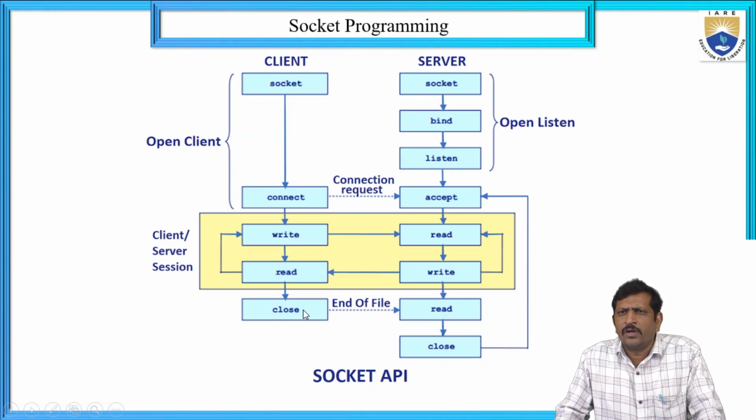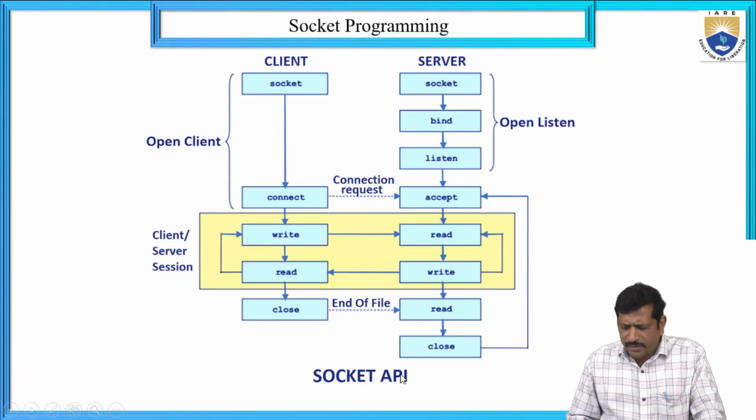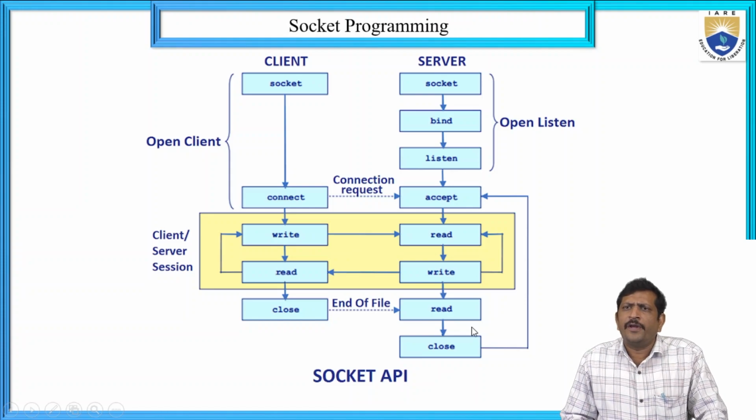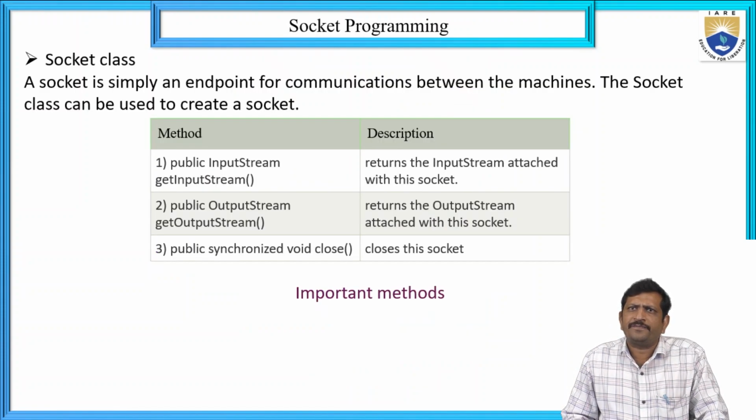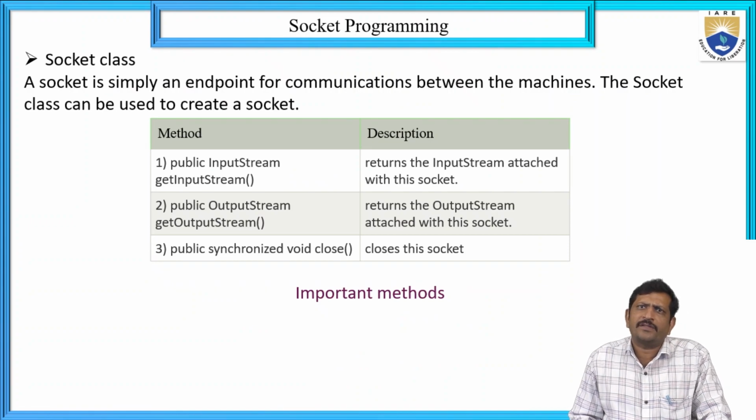That is a close. Close means that the reading is completed, so the client sends the request with end of file. Immediately the server reads the end of file message. Whenever it sees the end of file message, it immediately closes the connection. This is about the socket API structure and the Socket class.